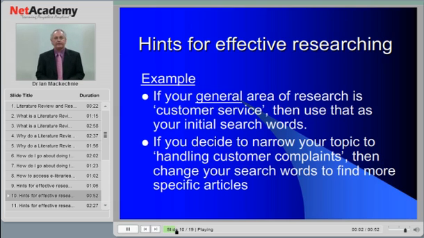Just to provide an example of this, say that our general area of research is customer service. We're thinking we might like to look at some particular area of customer service. Then we would use customer service as our initial search word to go into Emerald Library or EBSCO Library. Perhaps after looking at a number of articles, we decide that we would like to narrow our research topic down to handling customer complaints. We would then use those words as our search words so that the libraries will provide us with references that are only relevant to that area of customer complaints.